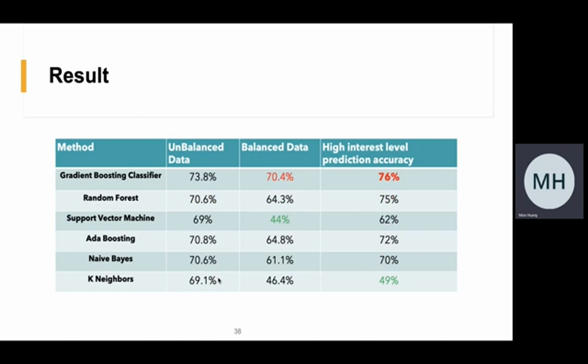So next, I want to talk about the results. We compared all 6 methods and finally we think the gradient boosting classifier method would be the best choice. No matter whether the dataset is unbalanced or balanced, it always gets the best results. And even for the high interest level category, it also gets 76% prediction precision.